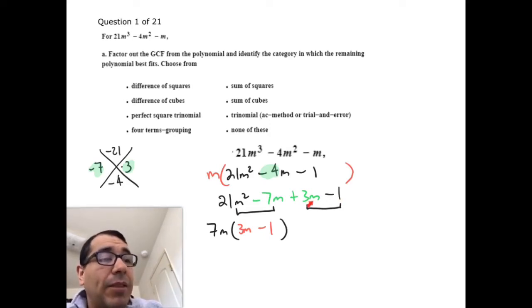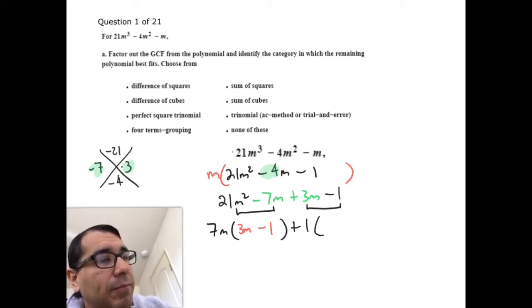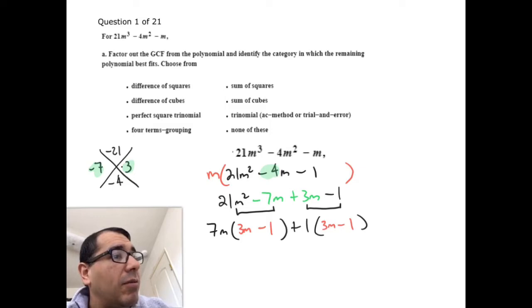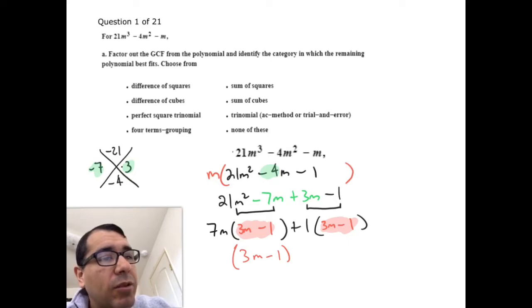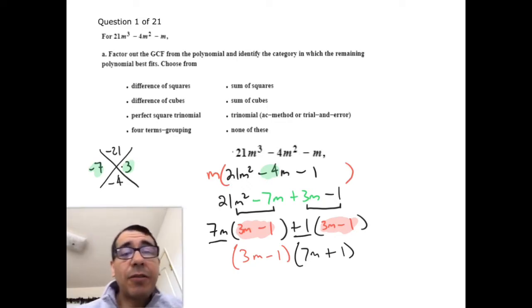These two right here, they have nothing in common. So when they have nothing in common, we factor out a 1. And we didn't factor anything out, so you still have that 3M minus 1. So if you note, now we're in a good place because these factors are the same. So let's go ahead and factor that out. So we'll factor out a 3M minus 1. And of course, when we factor out the 3M minus 1, we're left with 7M plus 1.